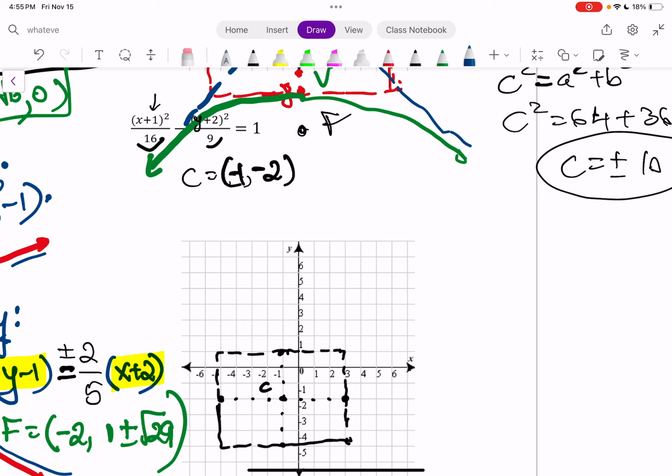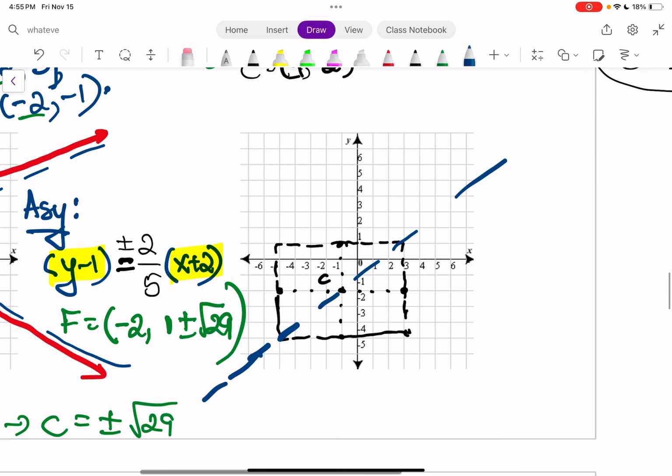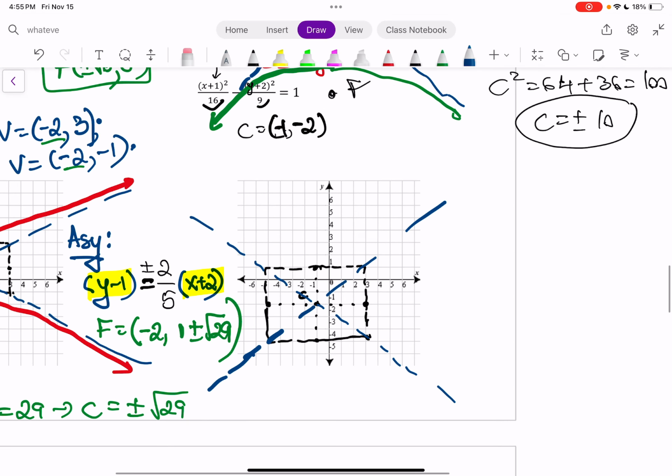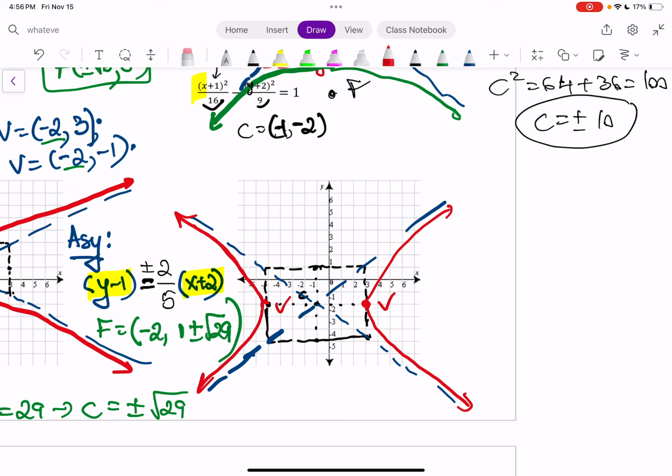And I'm using this rectangle to draw its diagonals, which become the asymptotes of the hyperbola. Because this hyperbola has x that's positive, it opens left and right along the x-axis. Okay. So therefore, here are the vertices.